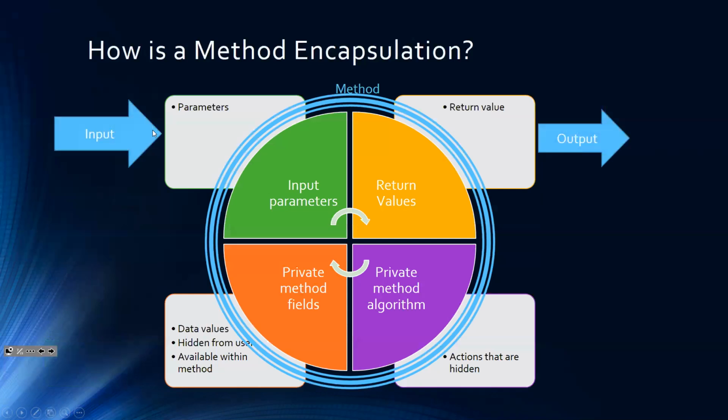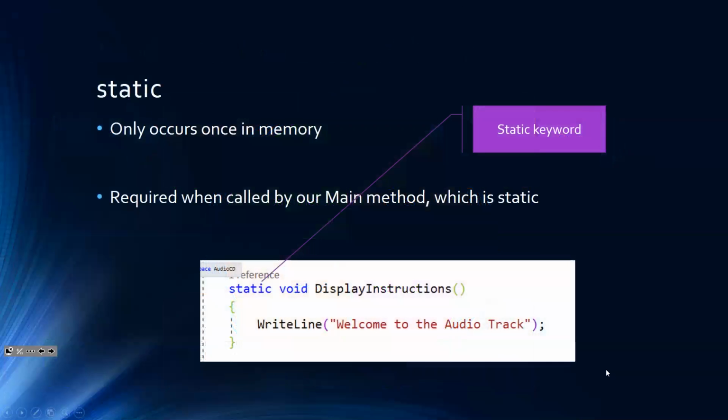All they need to worry about is what input they have to supply and what output they're going to get from that method. So that's an important beginning term for object-oriented programming. Then we don't have to worry about what's inside there. It's encapsulated inside the method, hidden.